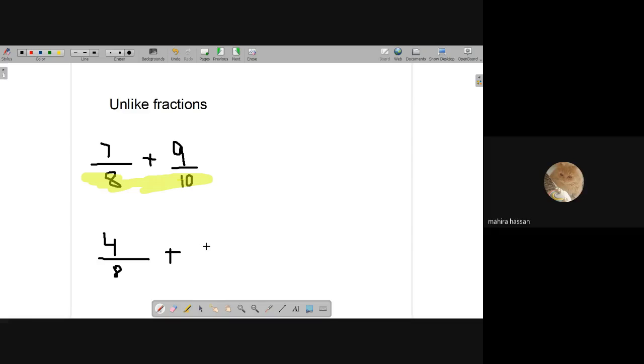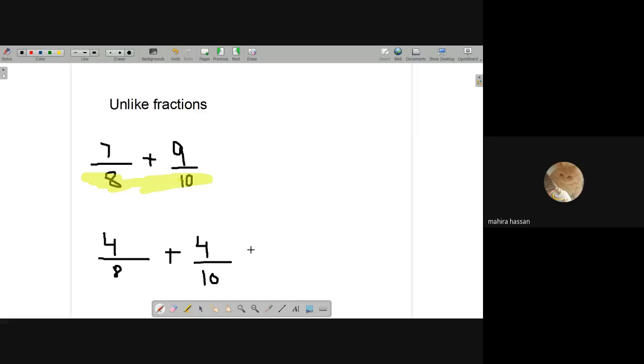Teacher, I am asking that if the denominators are different every time or the same every time, can we add them? If the denominators are the same, then you can add them, but if the denominators are different, you can't add them. You have to make them the same and then you will add them.